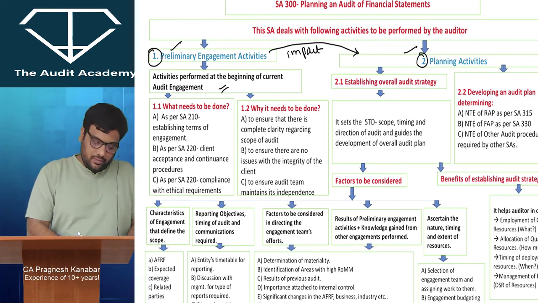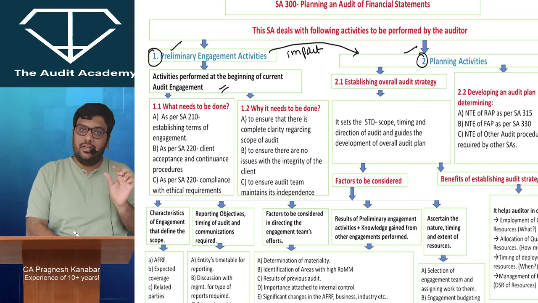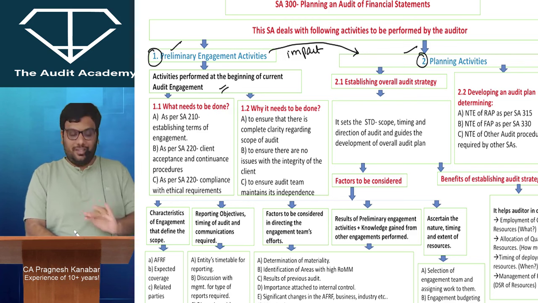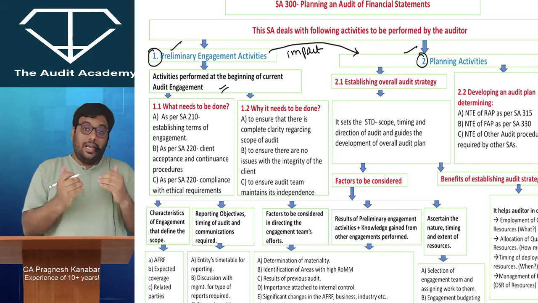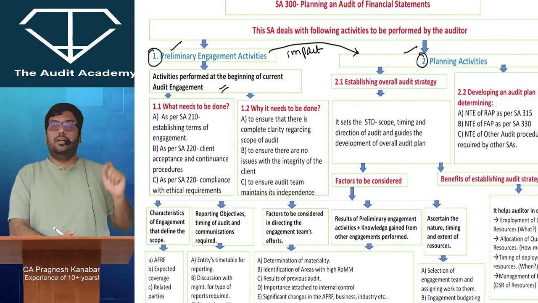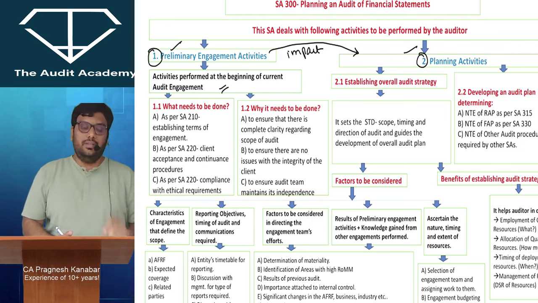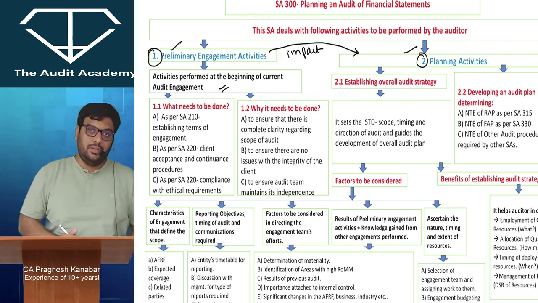First of all, you should be very clear with your terms of engagement, so that there is no misunderstanding. Second, you need to be very clear: I want to accept this client, I want to continue with this client. In the video of quality control, we had discussed client acceptance and continuance procedures so that you are very clear there are no ethical issues with this client.